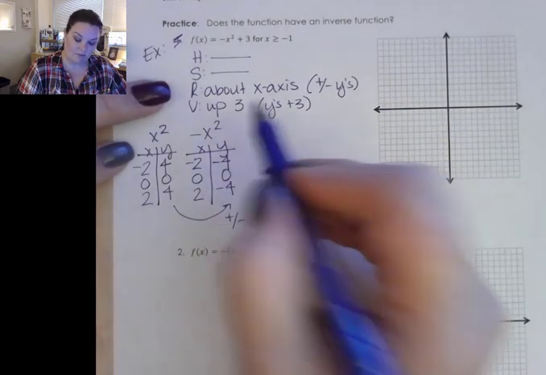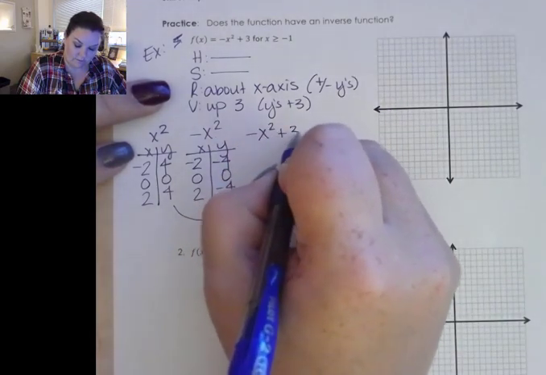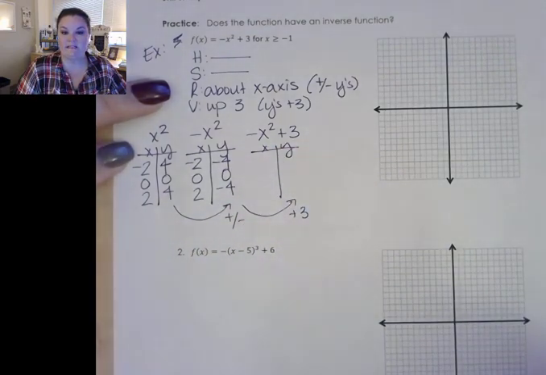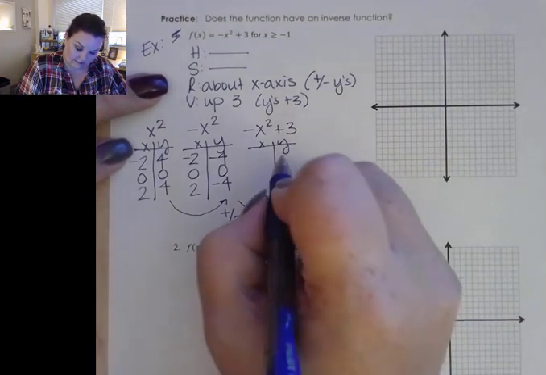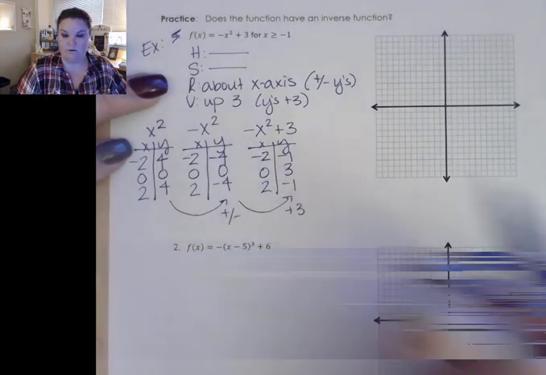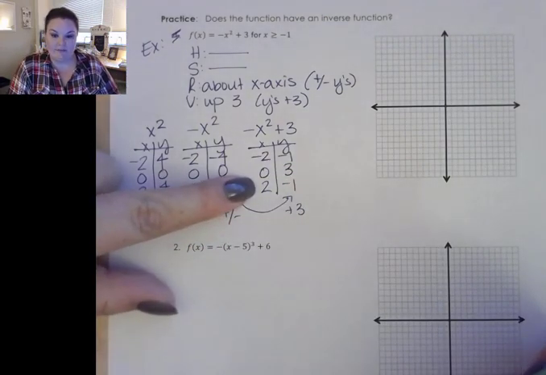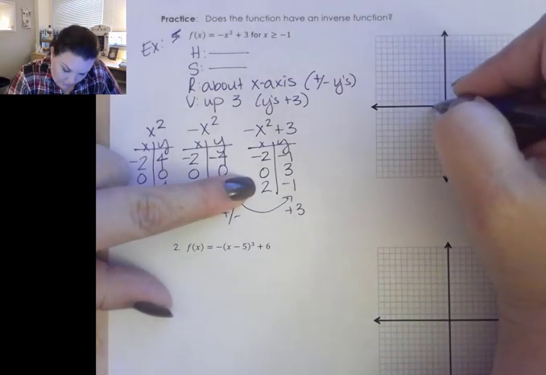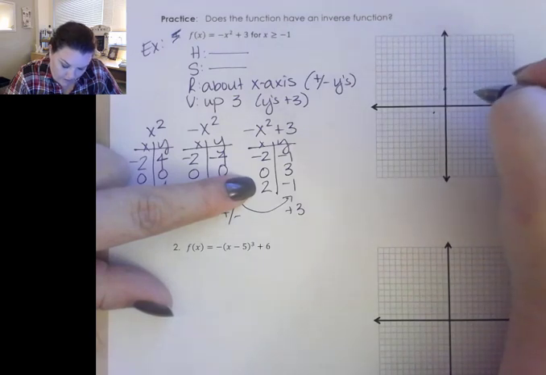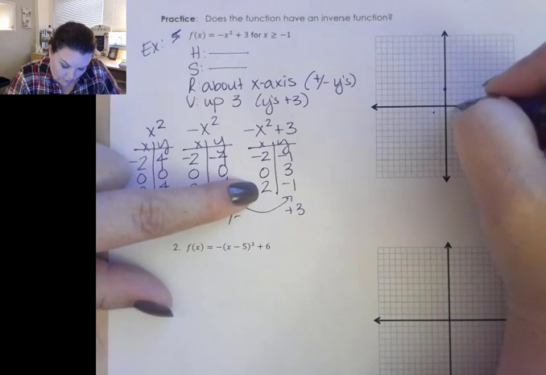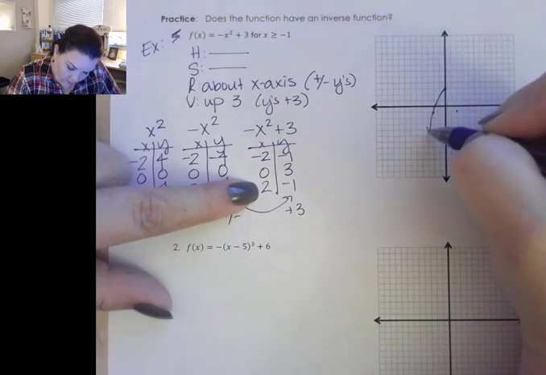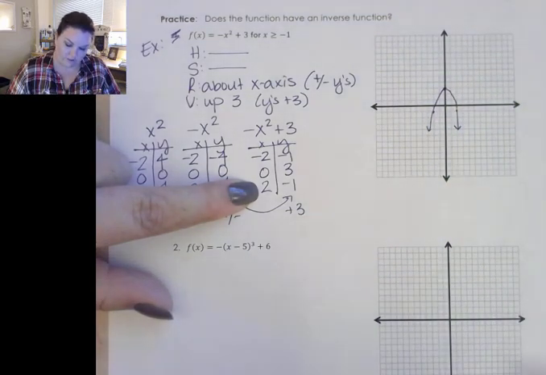And then I'm going to move it up 3. So now my function looks like negative x squared plus 3. And the way that I move it up 3 is I take my y's from the previous table and add 3 to them. So that's going to give me negative 1, 3, negative 1. And my x's stay negative 2, 0, 2. Okay, so I'm going to go ahead and graph this last table. So at negative 2, I'm down at negative 1. At 0, I'm up at 3. And at 2, I'm down at negative 1. Okay, so this should give me a pretty decent parabola picture.